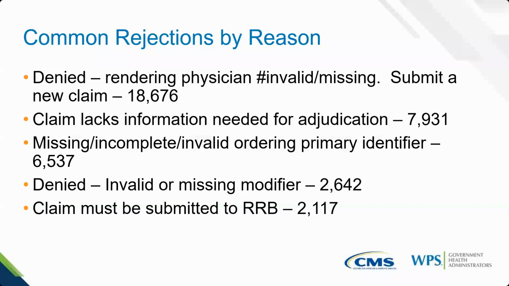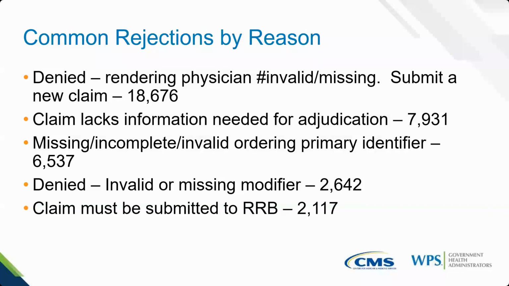So the most common denial reason for this specialty for the time frame I analyzed was rendering physician number invalid or missing. The reason code actually says submit a new claim. There were over 18,000 rejections for that reason. Here is one of those situations that I kind of have to chuckle at, because it says denied in the actual reason that prints out on the remittance advice for the unprocessable claim. It says denied, but it's really rejected.